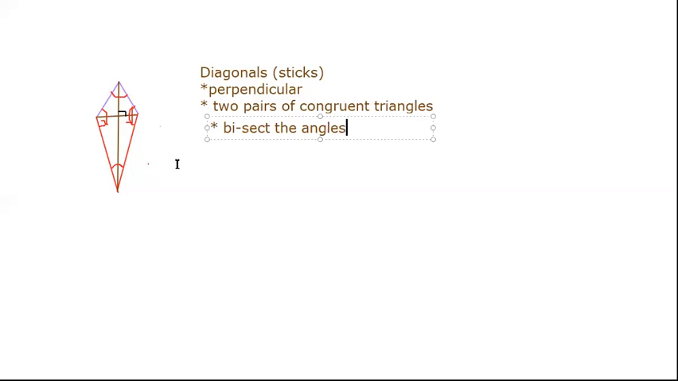You're going to have a lot of problems with kites. You have to find these angle measures and remember that this angle is congruent to this angle because that diagonal bisects it. Same here. And the other one. Congruent, congruent, congruent, congruent, because the bisector is the diagonal. Okay? So there's your kite. Last but not least, we have a trapezoid.